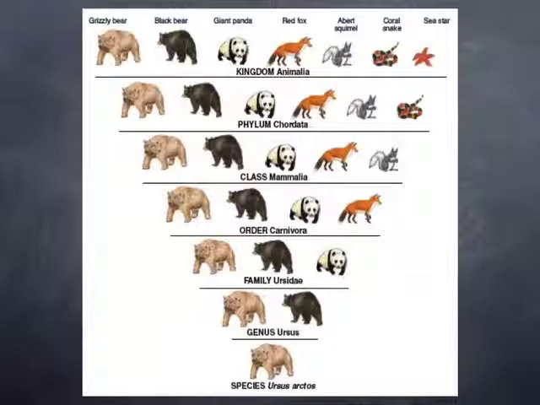Then as we go the final step into species, we're left with just one thing. The grizzly bear, Ursus arctos. That's its scientific name. It's one species. There's only one thing that's in that species. So as we go from those big groups to the smaller groups, we get more and more related, and we get more and more specific. Does that make sense?